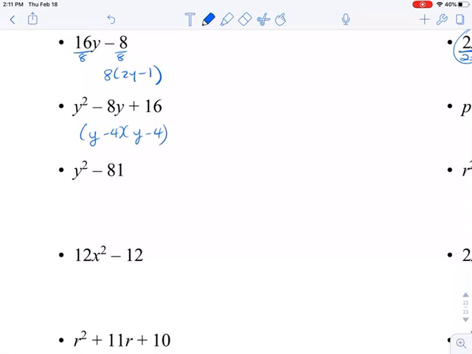y times the negative 4 is negative 4y. Negative 4 times y is negative 4y. Both of those add to give you your negative 8y. So we're good there.